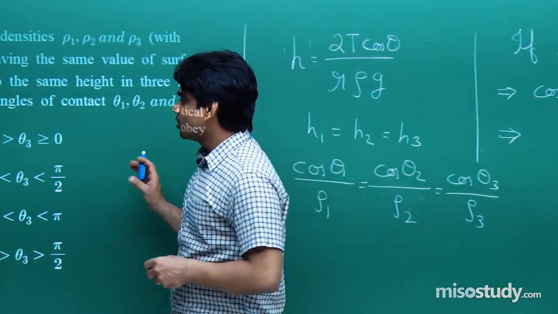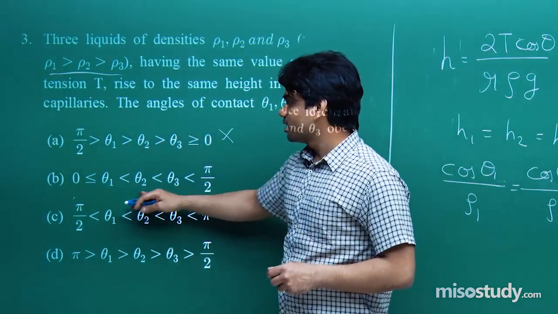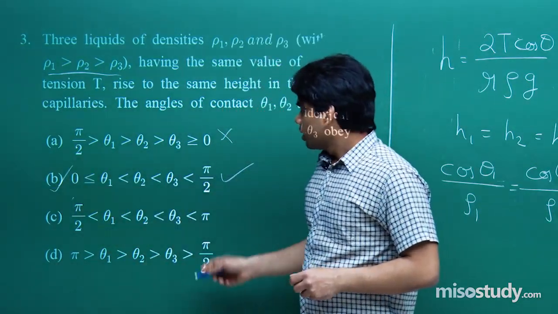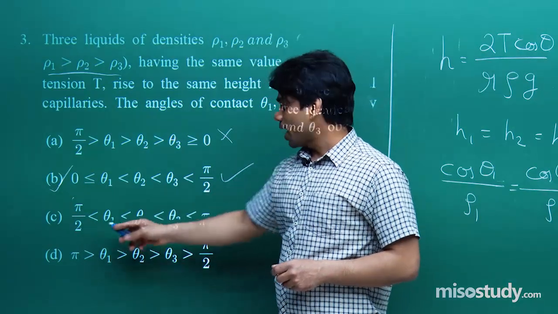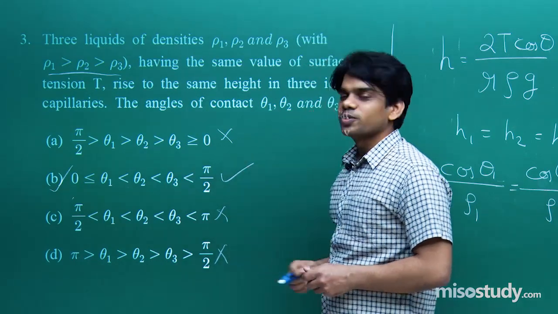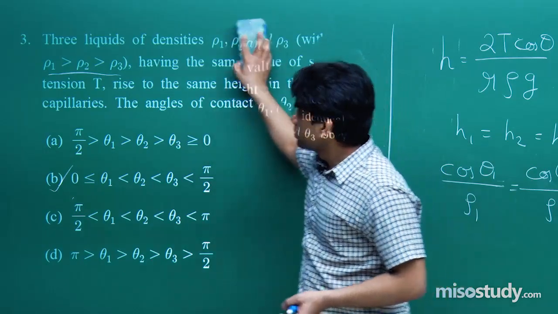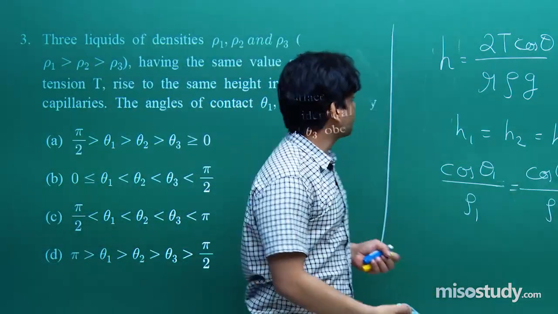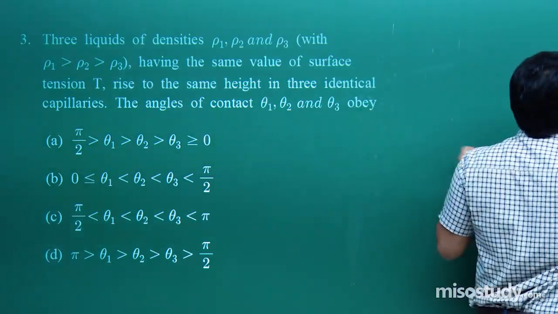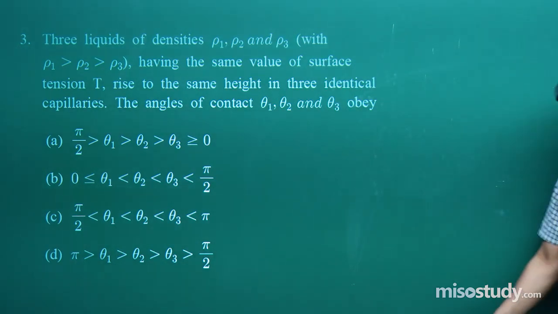Theta 3 is smallest is shown here in A, that's wrong. Theta 3 is largest, yes, this is applying, and it's between 0 to pi by 2, yes, this is correct. Here theta 3 is largest, but its angle is lying between pi by 2 to pi, so incorrect. Here theta 3 is smallest, so again incorrect. So the only valid option is option B. Clear to you all, I believe that. Let's go ahead with the next question of the day.